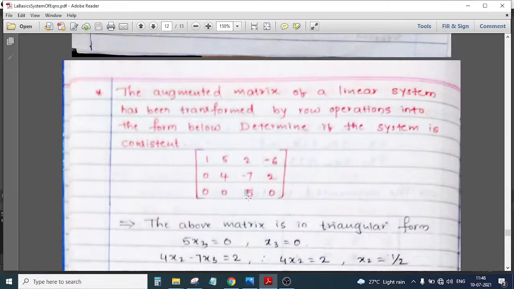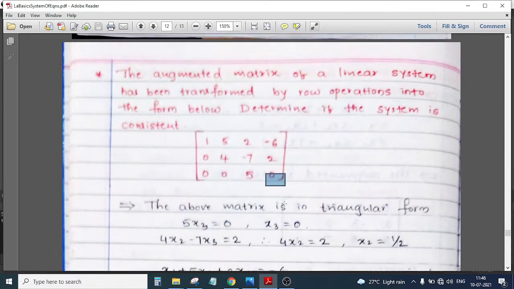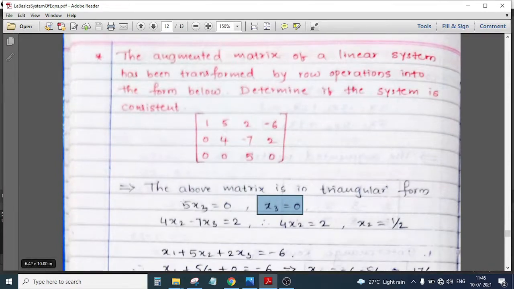But here it is different. The coefficient is 5. That means 5x3 is equal to 0. Therefore, the value of x3 is 0. There, what was it? 0 was equal to 5. Can 0 ever be equal to 5? No. Next, 4x2 minus 7x3 is equal to 2, from your row number 2. We already have the x3 value, which is 0, so just substitute it. We get 4x2 is equal to 2. Thereby, after simplification, the value of x2 is half.